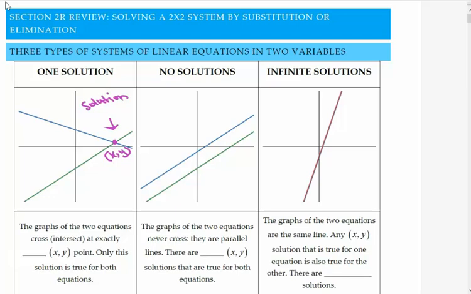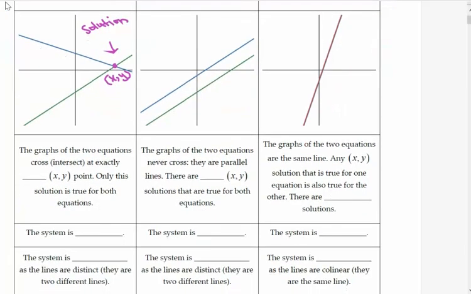Another thing that can happen is we can have parallel lines. If we have parallel lines, then there's going to be no solution because they're not intersecting anywhere. And on this last one, it might be a little hard to tell, but this is a line on top of another line. When we graph the two lines on the same grid, they end up right on top of each other.